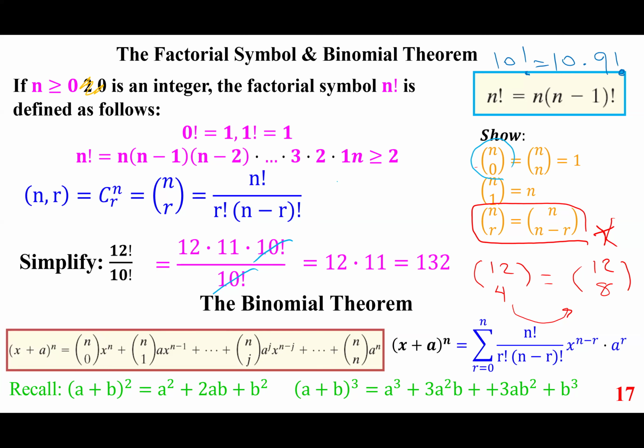You put n factorial over 0 factorial, n minus 0 factorial, which is n factorial over n factorial, which is 1. This works the same way, and you can do the rest of it. We really should practice this to make sure you have no problem evaluating it.